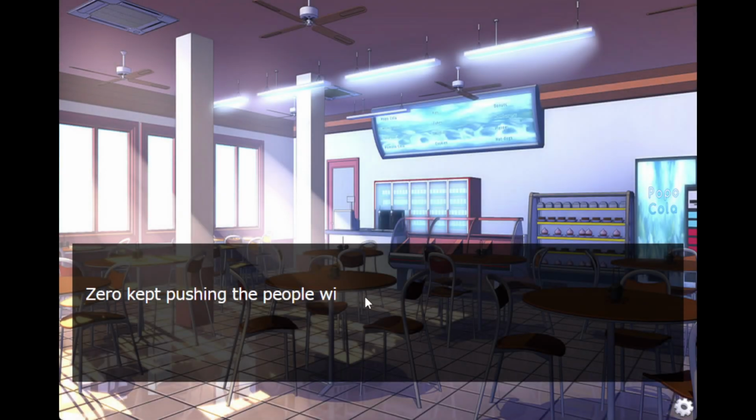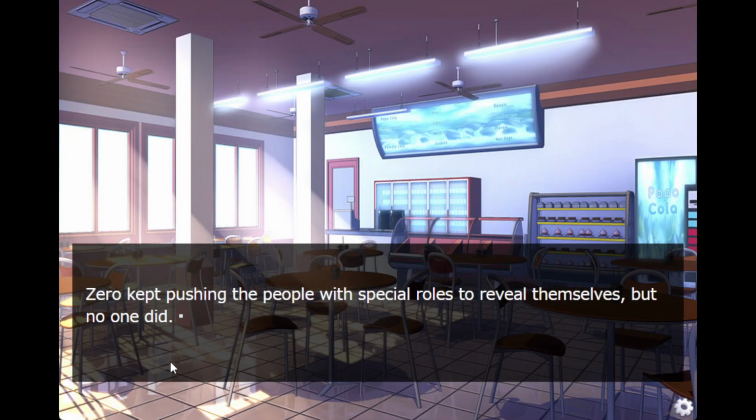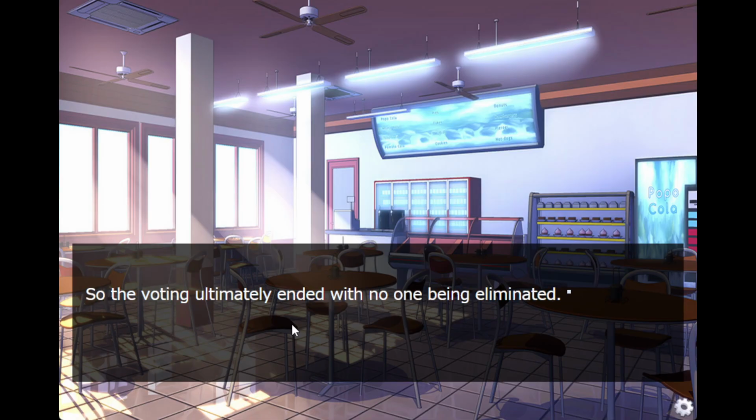The discussion became even more ridiculous after that. But they were right. The special roles are a strong weapon against the killers. And you hold one of those special roles. Sadly, however, the person you investigated using your special role turned out to be innocent. So you have no idea who the killer is. Zero kept pushing the people with special roles to reveal themselves, but no one did. So the voting ultimately ended with no one being eliminated. Marielle let out a sigh and reminded everyone of nighttime rules before sending you to the dorms.